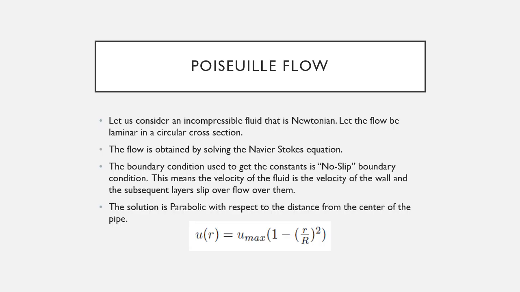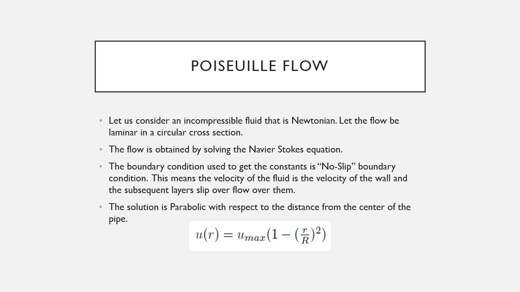Now I'm going to talk about Poiseuille flow. Poiseuille flow is a very interesting phenomenon. Poiseuille flow is the solution for an incompressible fluid that is Newtonian in a circular cross section like a pipe when the flow is laminar. Basically, the flow is slow, steady, and the viscosity does not change with time or space. So when you solve the Navier-Stokes equation and put the no-slip boundary condition, you get the following expression, which is a parabolic distribution with respect to the pipe.